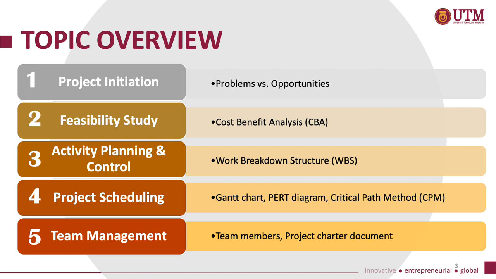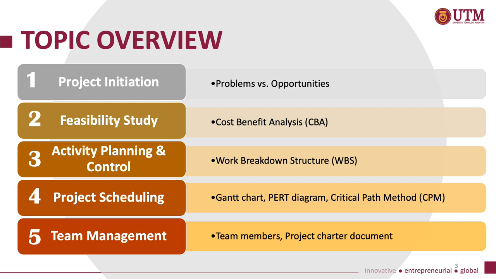We have project initiation that focuses on the issues and problems identification faced by the organization. Also, the proposed solutions that offer opportunities for business organization improvement. This topic 2 exposes students to how to conduct a feasibility study for the proposed project. Cost-benefit analysis, or in short CBA, will be the example of feasibility study technique from the economical perspective for this course. After feasibility studies and the project is initiated, detailed planning and control measurement must be performed.